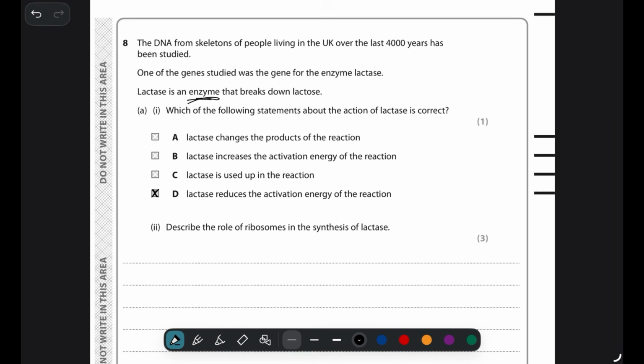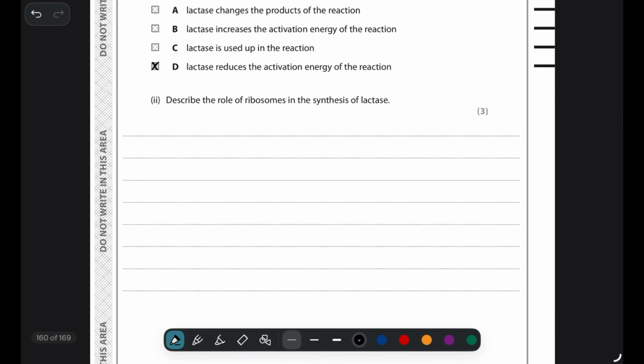I feel like all the more are going to do. Anyway. Discard the role of ribosomes in the synthesis of lactase. Now, I'm just thinking, synthesis of lactase. Lactase is a protein. So a hidden question. They're essentially asking you to describe translation. That's what they're asking you to do. So let's go through it.